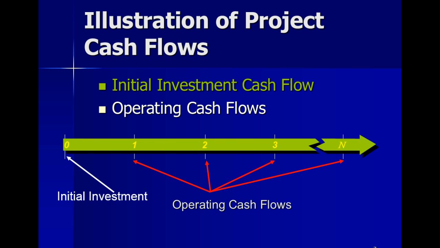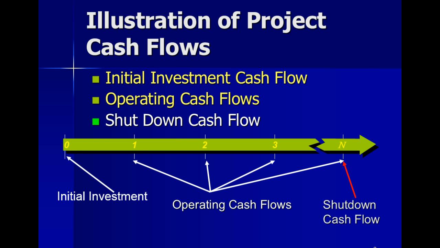Okay, so operating cash flows every year moving on, and N just signifies N amount of years, so that could be any operation period. And then the shutdown costs, when the business is ready to end, which you could do two ways. You could sell it to somebody else, or you could just close the business down and sell the assets.